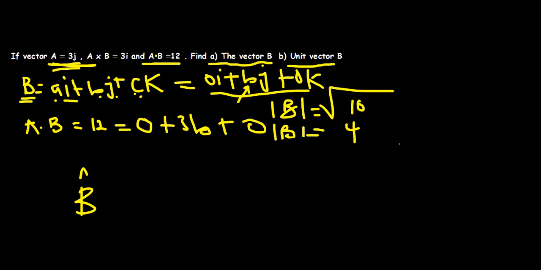The unit vector b will just be equal to the vector b, which was 4j, divided by the magnitude, which is 4. So we see that the unit vector there will just be j. So that's the unit vector there. Okay, so that's it for this question.